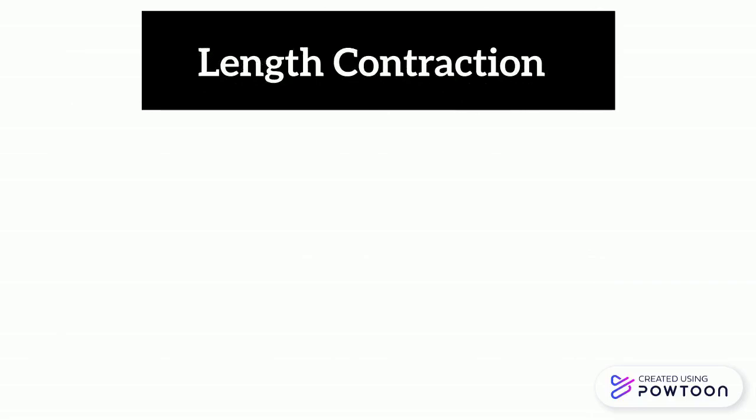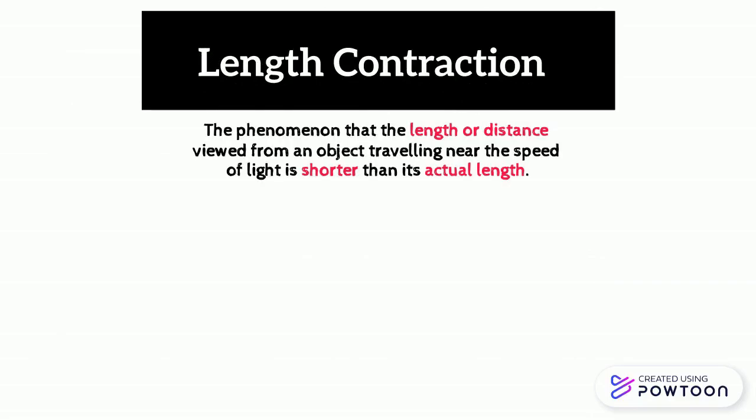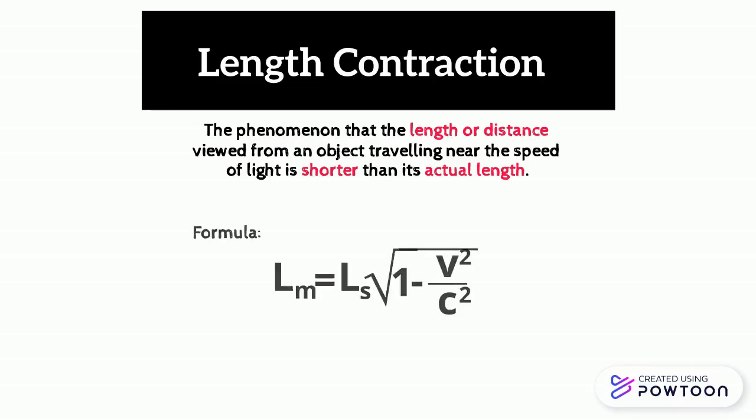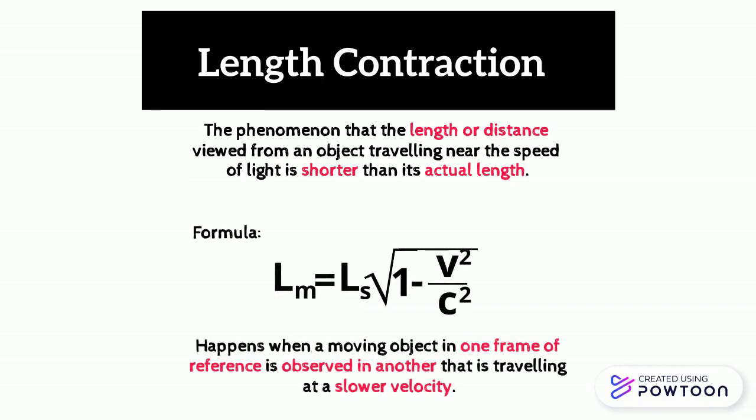To conclude, length contraction is the phenomenon that the length or distance viewed from an object traveling near the speed of light is shorter than its actual length. It can be solved by using this formula, and it happens when a moving object in one frame of reference is observed in another that is traveling at a slower velocity.